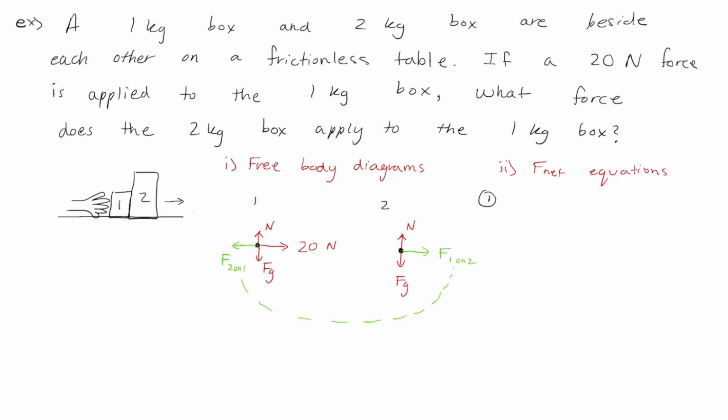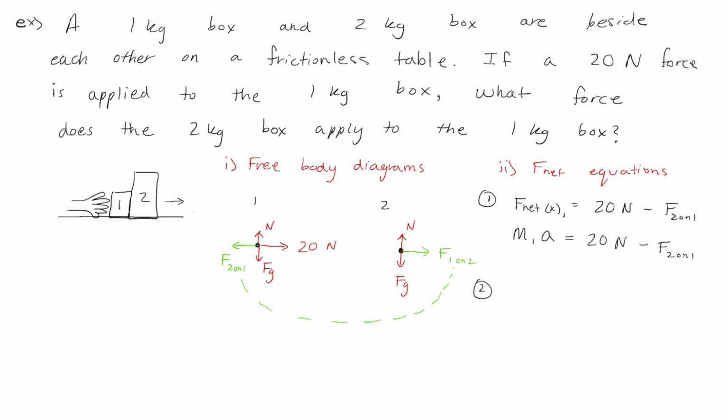Now the next thing you want to do is write your F net equations. I will start with the 1 kilogram box. We will have F net x, which will be the sum of all the forces acting along the x-axis, is equal to the 20 Newton pushing force minus the force of 2 on 1. The force of 2 on 1 is negative because it's a vector that points to the left. Now because these two boxes are moving, we can replace F net x with ma.